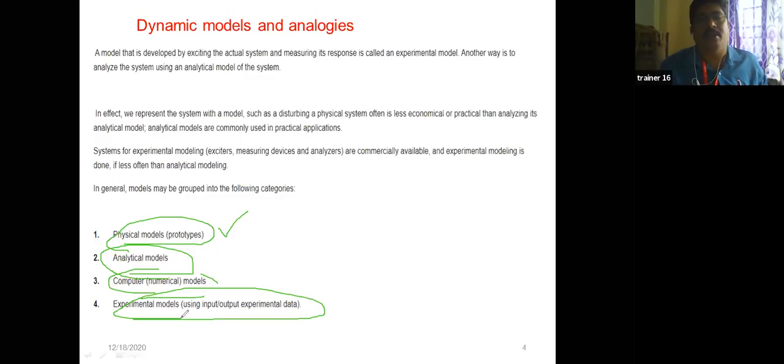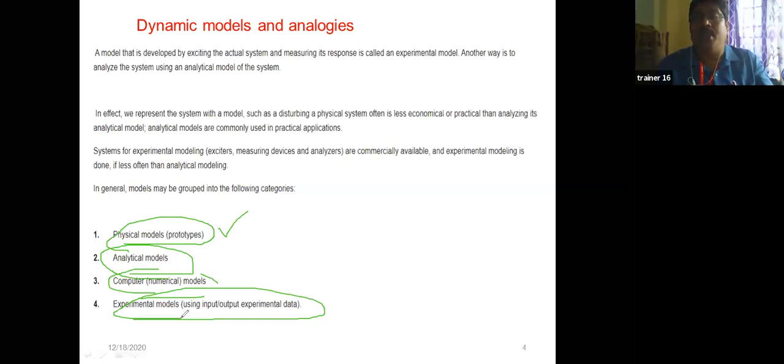Nowadays, not required. These experimental models, what is the fourth one, using input/output experimental data, we can get the output directly. In the monitor, it will display how much brake thermal efficiency for how much load, how much brake power. So load: quarter load or full load or half load, like that. For half load, how much brake thermal efficiency?